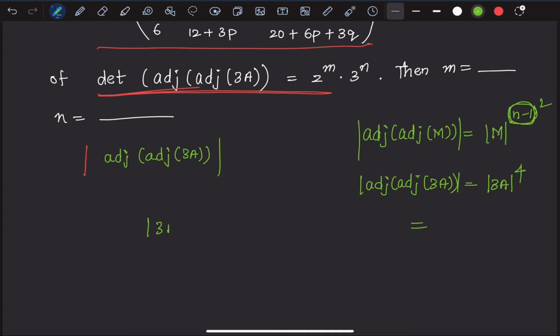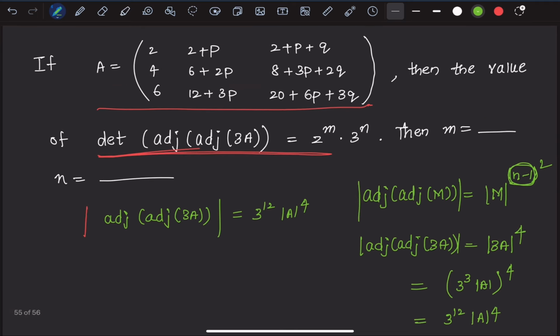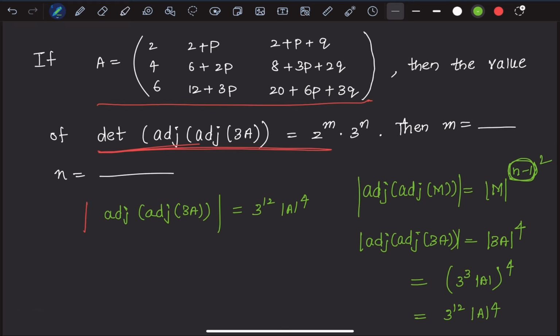But det of 3A is equal to 3 cube times det of A. So this is (3 cube times det of A) whole power 4. This will be 3 to the power 12 multiplied by (det A) whole power 4. So this quantity is simply 3 to the power 12 multiplied by (det A) whole power 4. Now if you observe clearly, this is what we have to find out. So we have to find out det A.